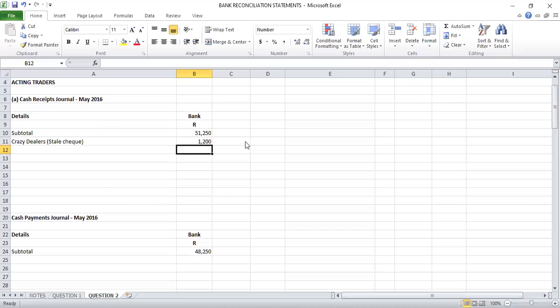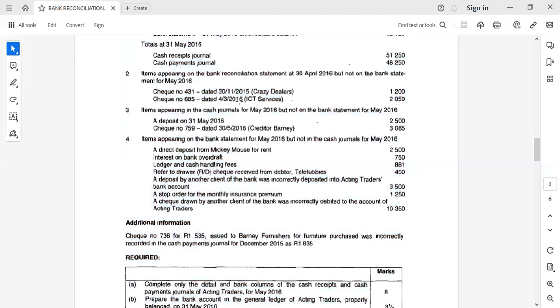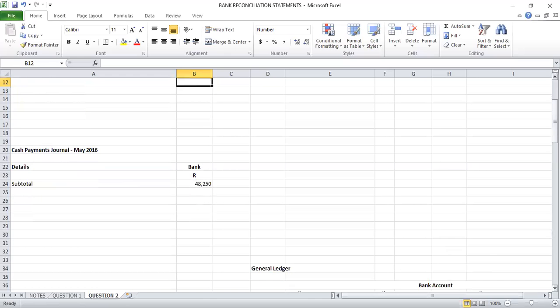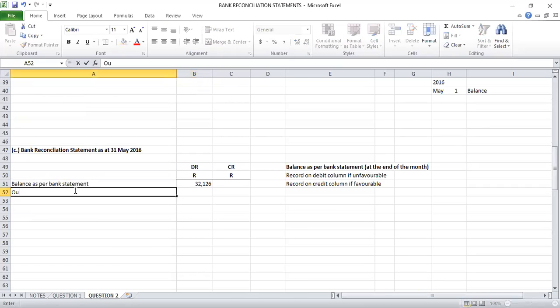Right. Then the other check was on 4 March 2016. It only has 2 months. So that means it's still an outstanding check. So we are going to come here and record it. As long as it is still outstanding, we have to record it in the bank reconciliation statement. So we'll have outstanding checks.